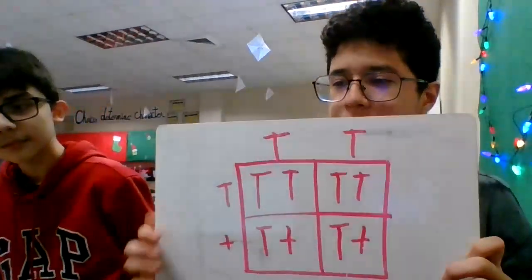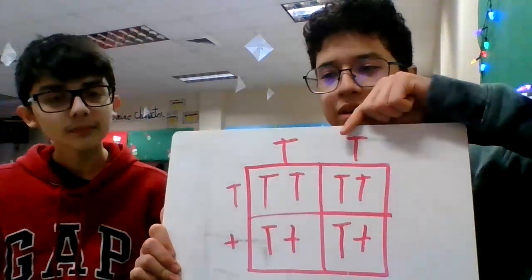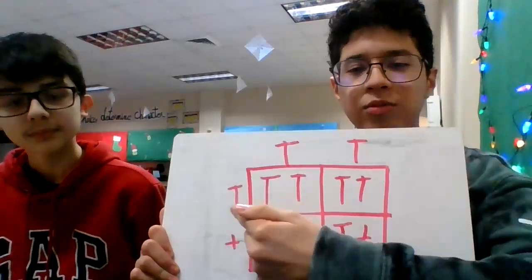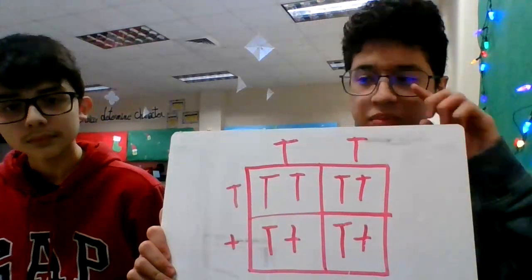A monohybrid cross is when two parents that have different traits for one characteristic are crossed together. For example, if you have a homozygous dominant tall man and a heterozygous tall woman, what will be the height of the offspring? First, we're going to need to draw a Punnett square, just like this one. Let's see, we have the tall man, homozygous dominant, and the woman, and the Punnett square.